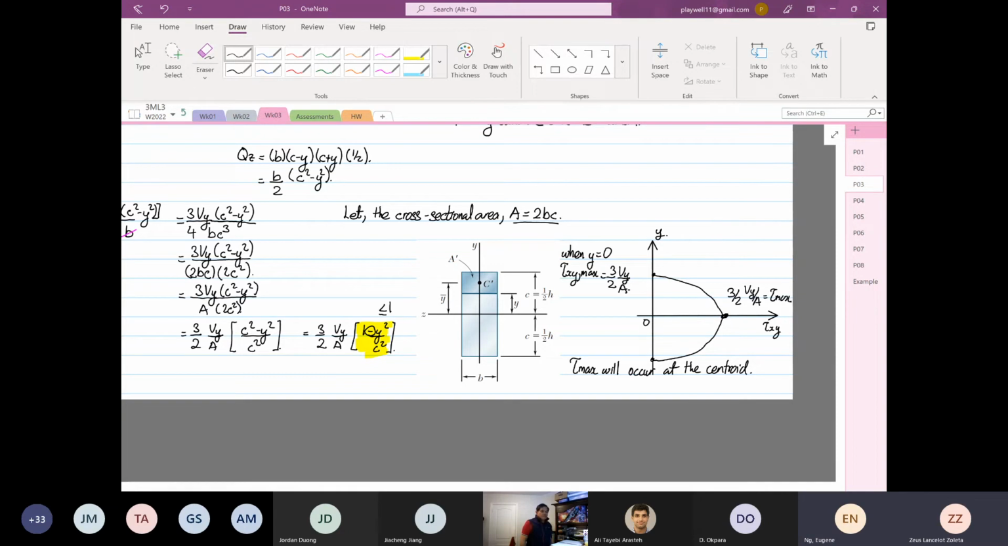Any questions so far? Sorry, do you mind explaining that graph again? Okay, when y equals 0, you have your maximum shearing stress. Because when you substitute into this equation over here, when y is equal to 0, this expression will be equal to 1. So that's why tau max is equal to 3/2 Vy over A.